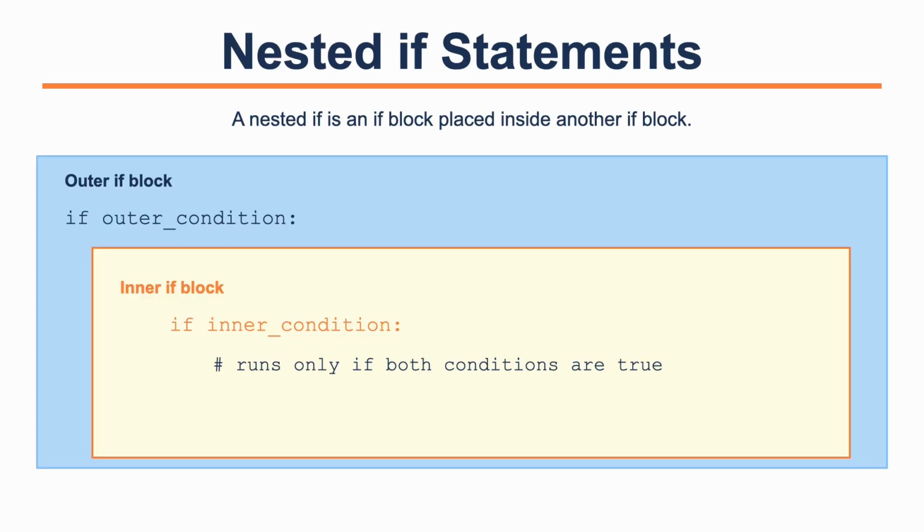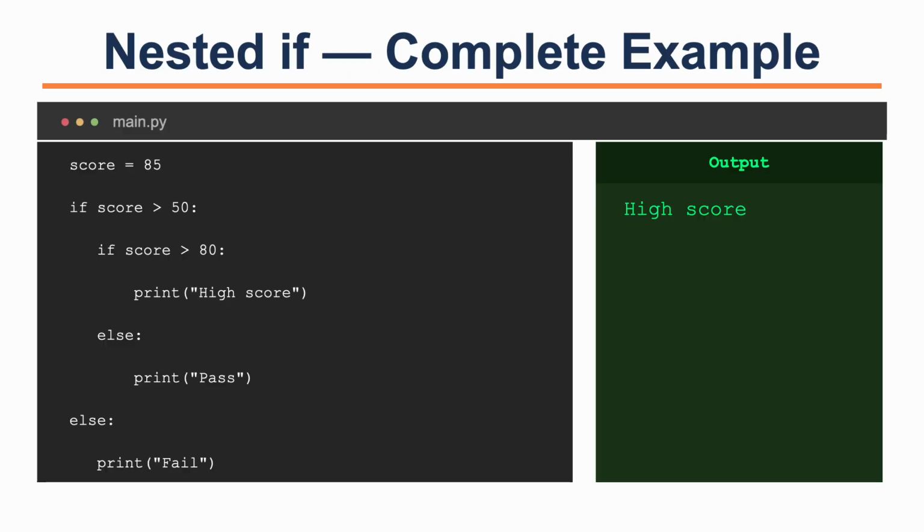A nested if statement is an if block placed inside another if block. The inner block only runs if both conditions are true. The outer condition is checked first. The inner condition is only checked if the outer one passed. This nested example checks two things. First, it checks whether score is greater than 50. If that is true, then it checks whether score is greater than 80.